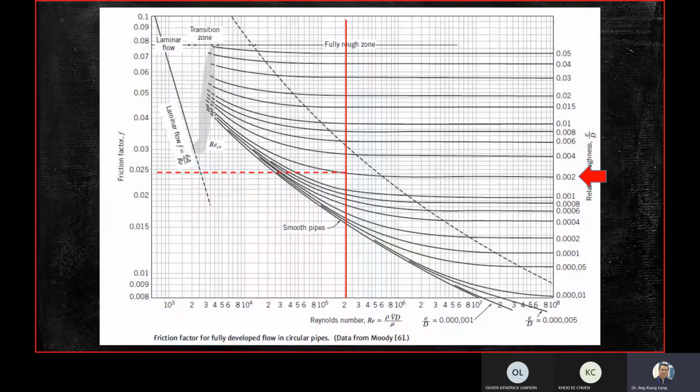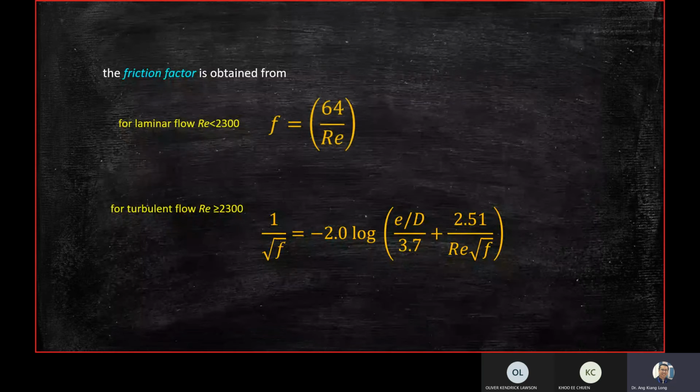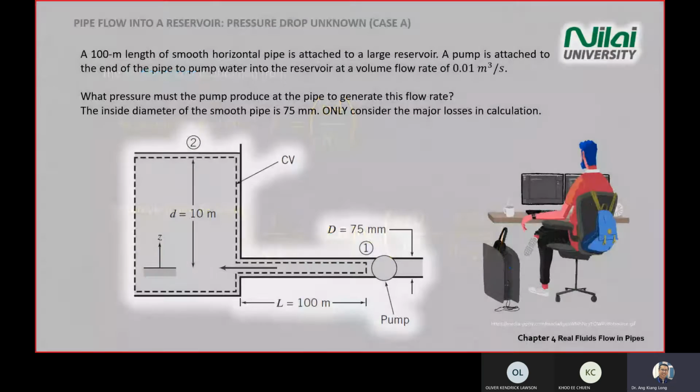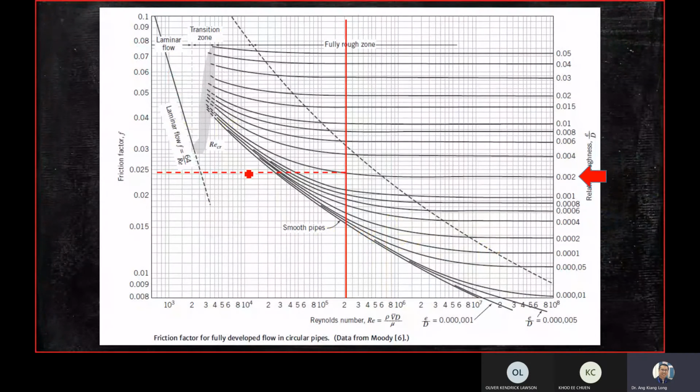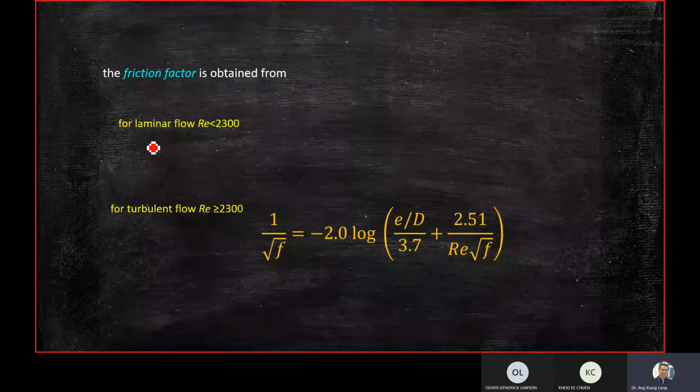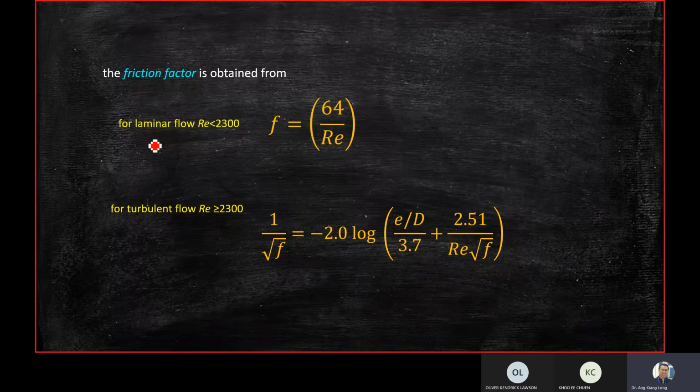So there are two more equations that you can use to find the F. If you are using Moody chart, we call it graphic method, means you use graph to find F. Another method, we call it analytical method, where analytical method means you use formula to find the friction factor F.